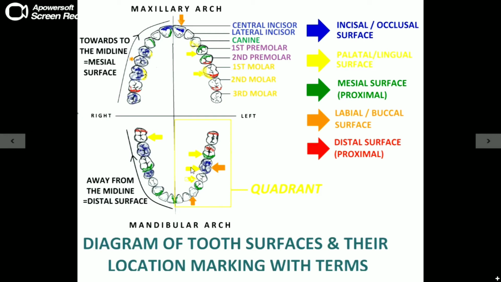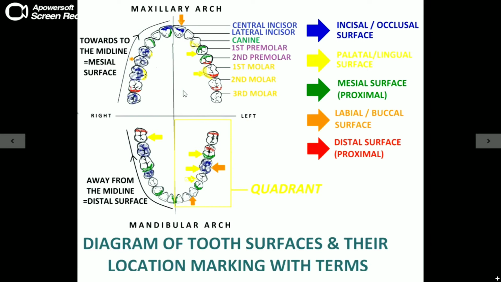So the surface of the teeth facing towards it, means this surface I marked with arrow and color. You see this surface facing towards the tongue, this surface facing towards the tongue, this surface facing towards the tongue or palate, this surface facing towards the tongue or palate. So this is called palatal.